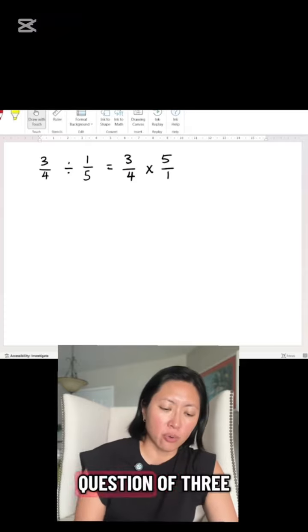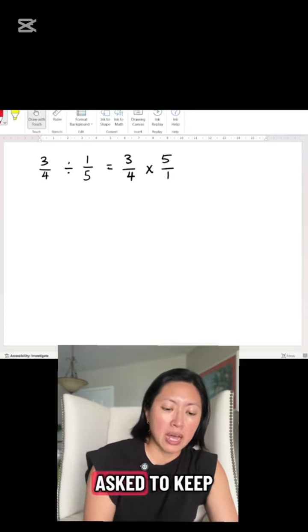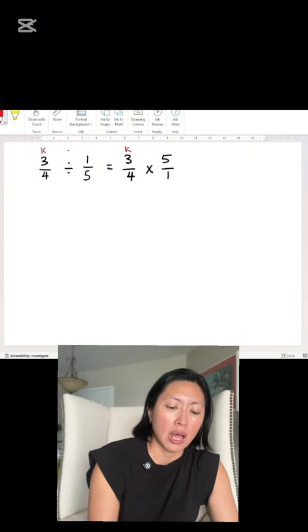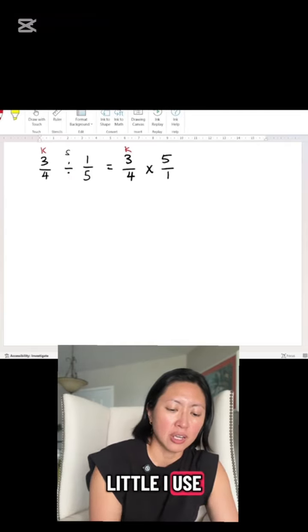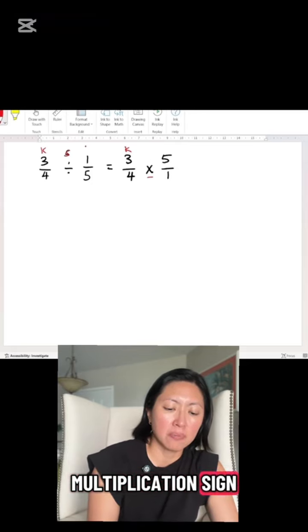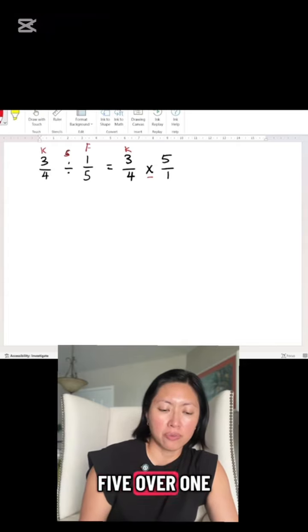So let's say you're given a question of 3/4 divided by 1/5. You would be asked to keep your 3/4, switch. That's how little I use this method. Switch your division sign to the multiplication sign, and then flip your 1/5 to turn it into 5/1.